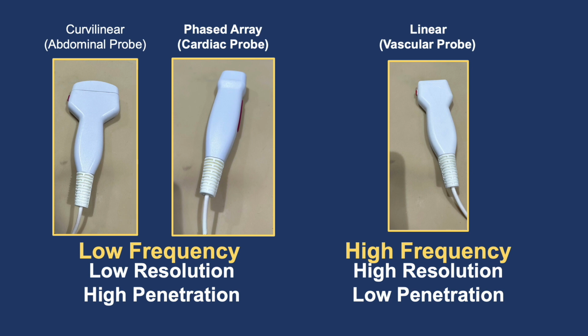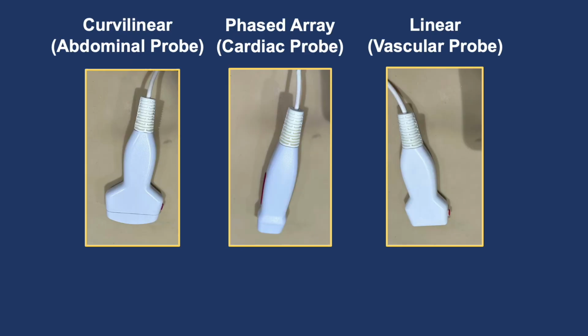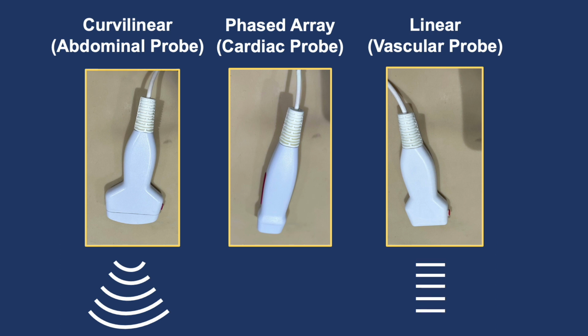You can use these different probes in different circumstances, and as you become more accustomed, you'll be able to determine if resolution or penetration are more important, and that will help you decide which probe you want to select for your particular exam. When you look at images, you can determine which probe was used by looking at the shape of the image. Curvilinear pictures will look curvilinear from the top to the bottom, where a linear probe will produce a picture that is rectangular. The phased array is kind of in between, where it starts out with a straight edge and then is pie-shaped with a curvilinear image at the distance.